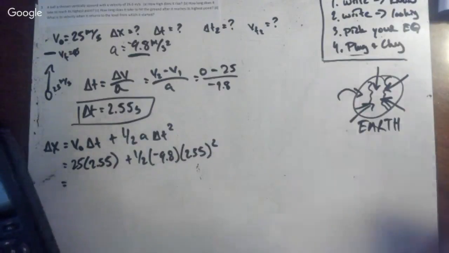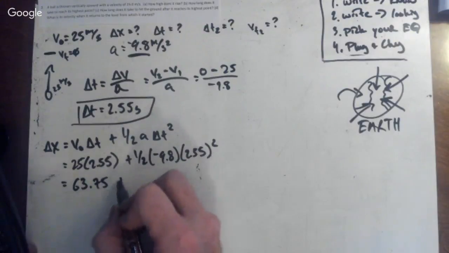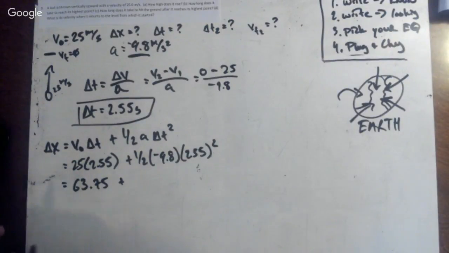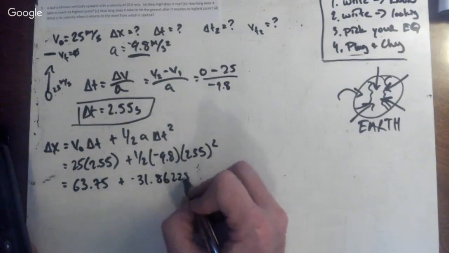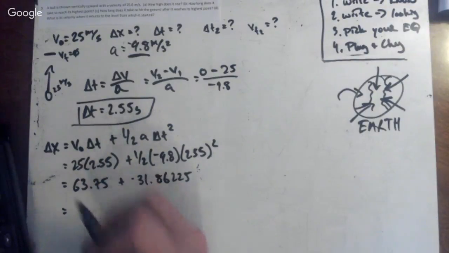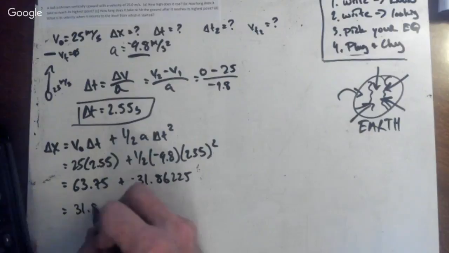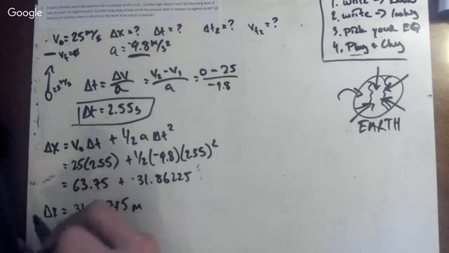Now let's go ahead and punch that into our calculator. 25 times 2.55 is 63.75, plus 1/2 times negative 9.8 times 2.55 squared, or negative 31.86225. So we end up with 31.8775 meters into the air.